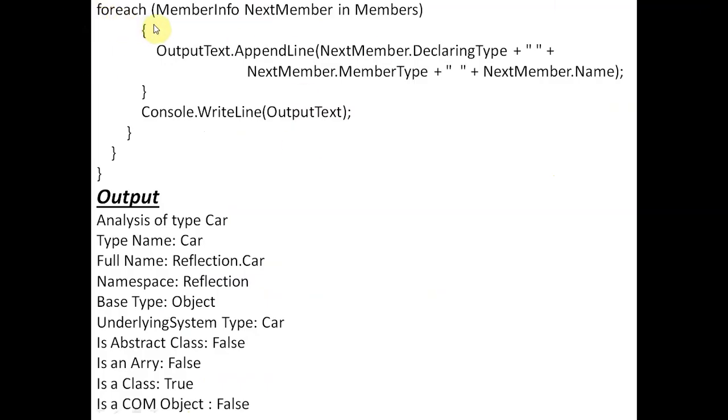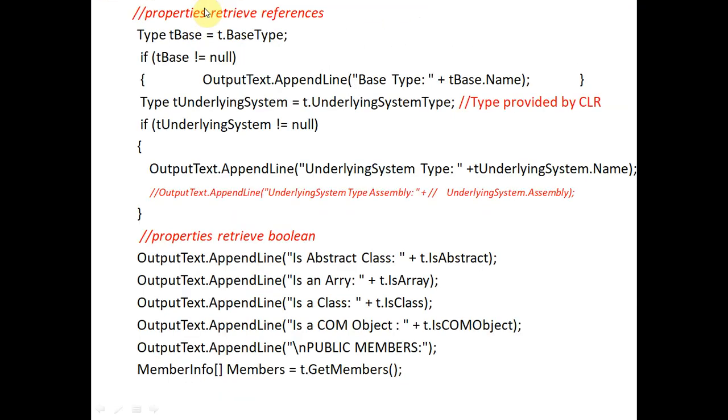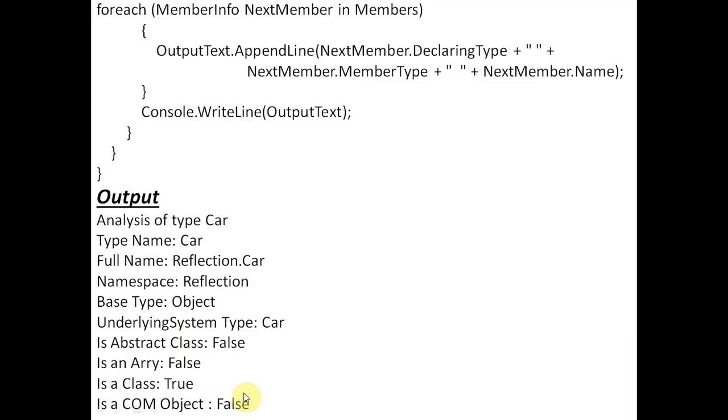So we have written here for each member info next member in members. Member info is a class, and next member is an object of the member info class. One by one from the members array we are extracting the first member, then the second, third, and fourth member. This way we extract all the members, and we execute this for loop, and output text dot append line will display these members.